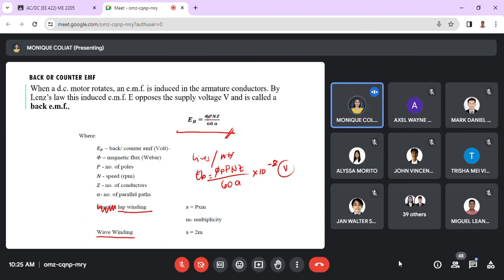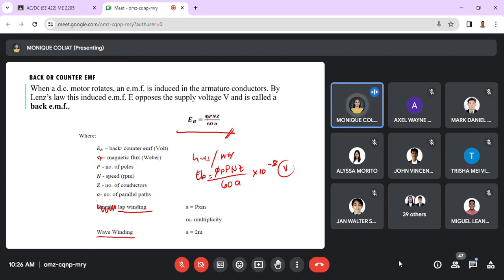wherein EB is the back or counter EMF in volts. Flux per pole is your magnetic flux per pole in Weber. P is the number of poles, N is your speed in revolutions per minute, Z is your number of conductors, A is your number of parallel paths.